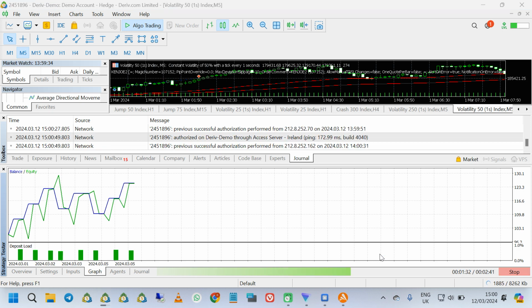To save time, that's why I actually pause, and it's still running. So I paused the video and it's still running. We can still see the account is still profitable even at this point. Still profitable on volatility 25 1s. So let's see what the end is.